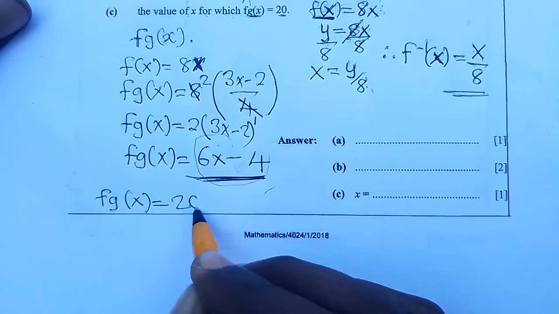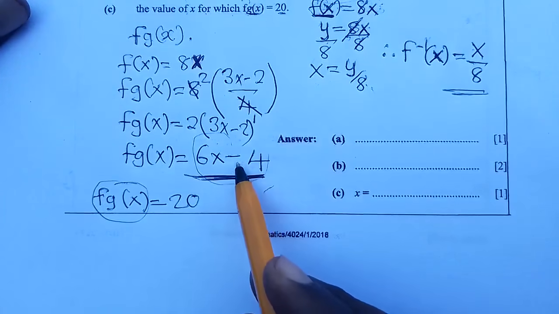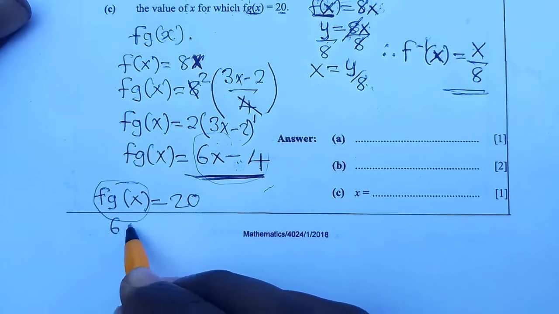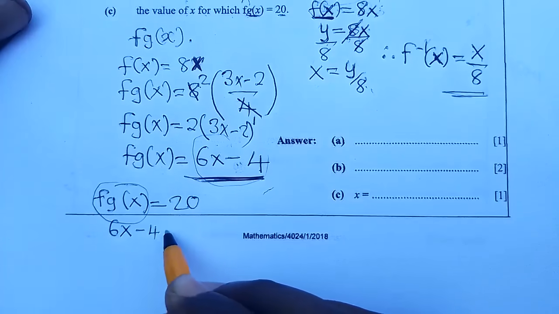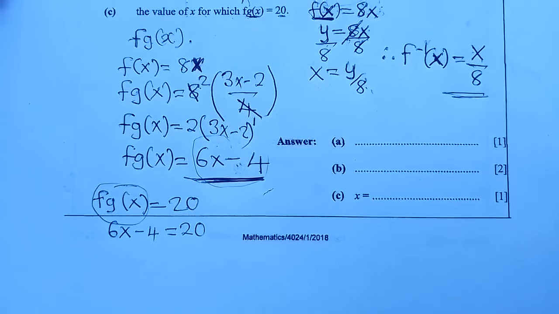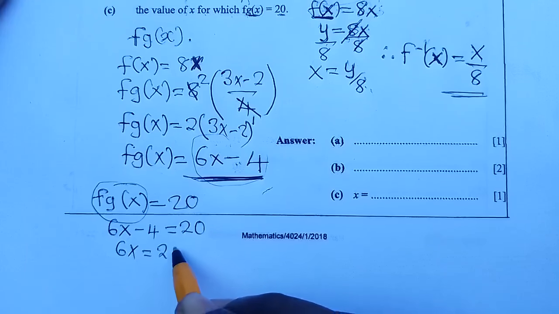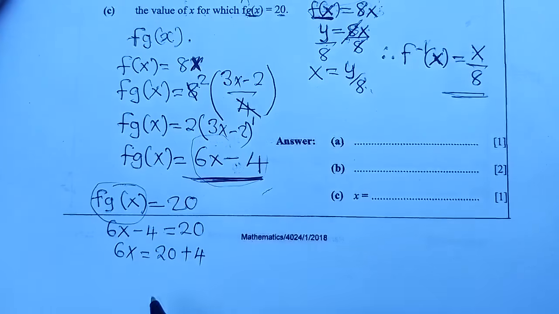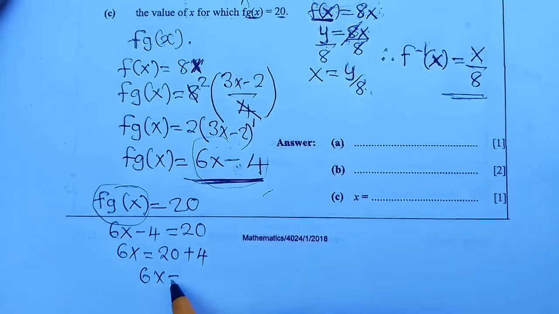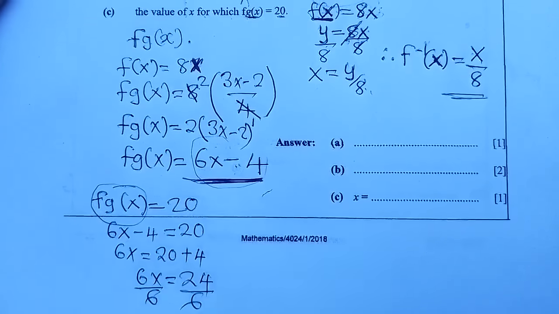20. Do you have this function? Yes. Where is that function? It is here. So just say 6x minus 4 is equal to 20. Then you do what? You group like terms. Say 6x is equal to 20 plus 4. So 6x is equal to 24. You divide both sides by 6.